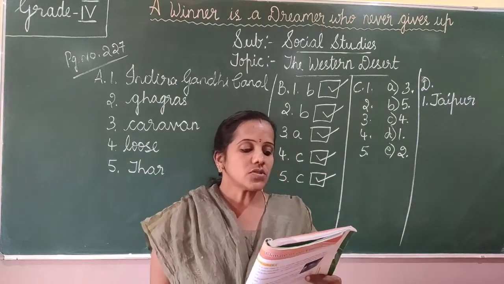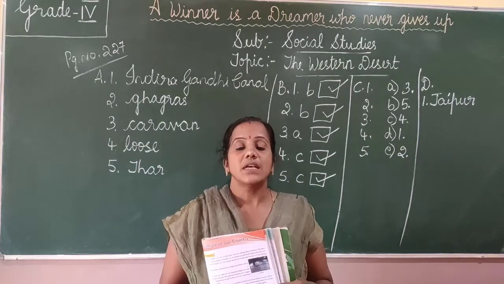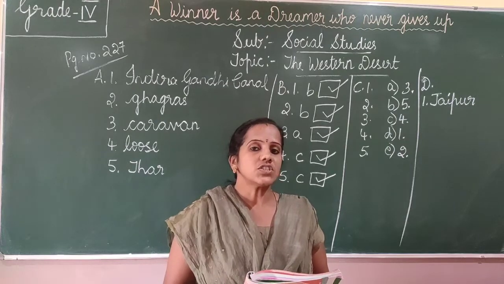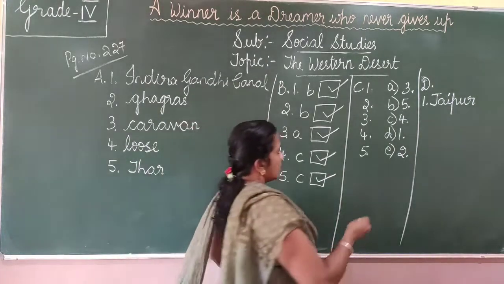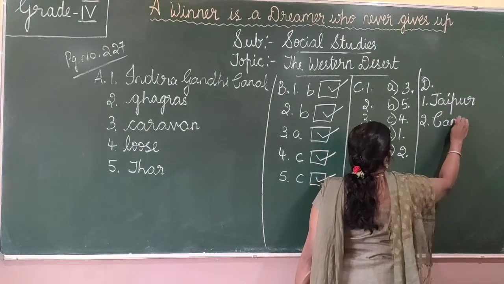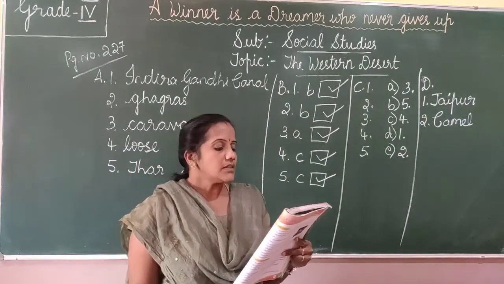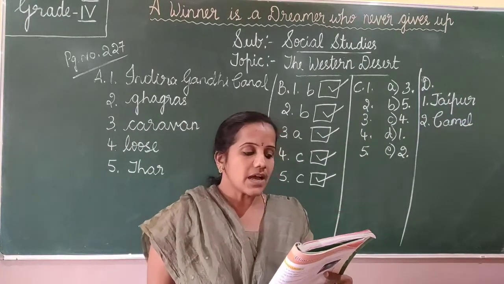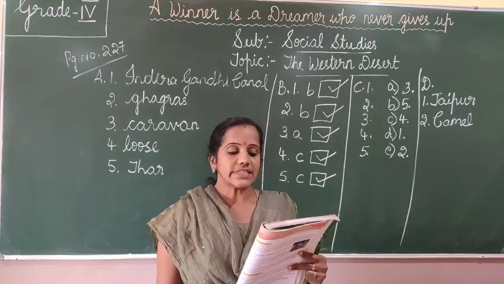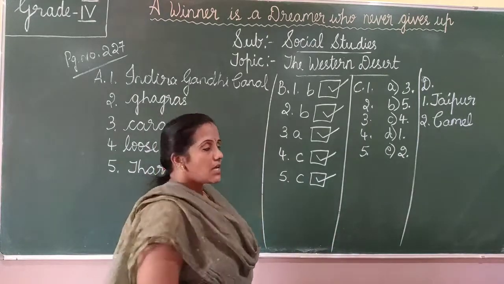Second one, a useful animal of the desert. Which animal is useful? Which animal plays an important role. With sand, where there is little water, very little water. It is oasis.